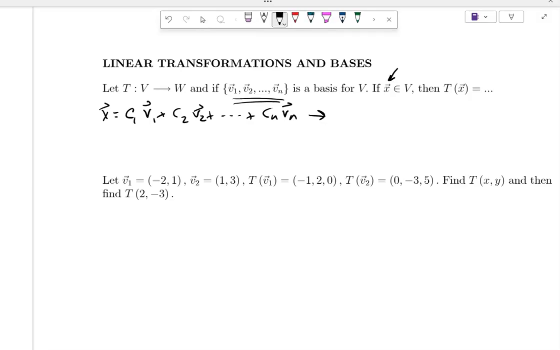which tells me what then, by what we just proved? What's T of x going to equal then? Good. And C2 T of V2, all the way out to Cn T of Vn. Okay. So let's see if we can apply that to this next problem.